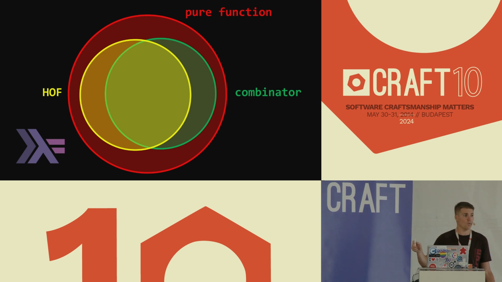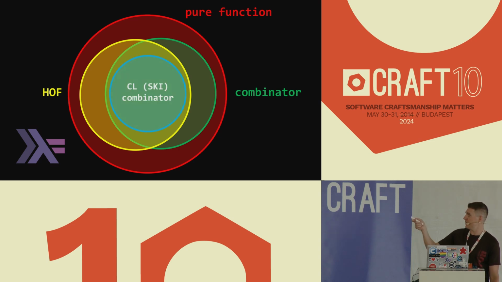So the question is, what is a combinator? Is the combinator that I'm referring to this green circle? And the answer is almost. There's actually a subcircle, though, that is the following. These are combinators that are always higher order functions and combinators. And I refer to these as combinatory logic combinators. There's something called the SKI combinator calculus that defines all these combinators, S, K, I, etc. They fit in this blue bubble.